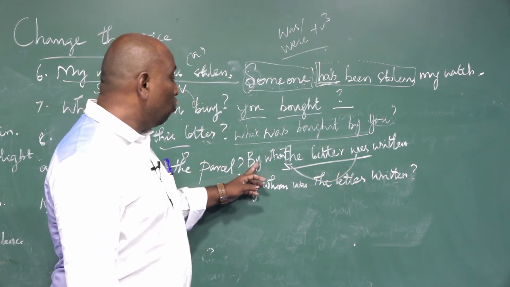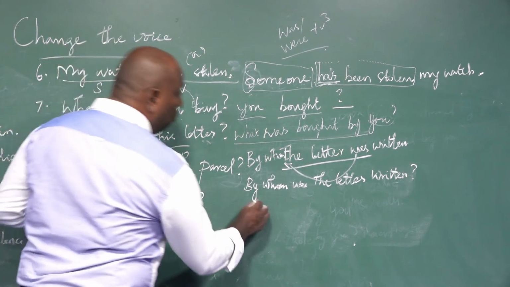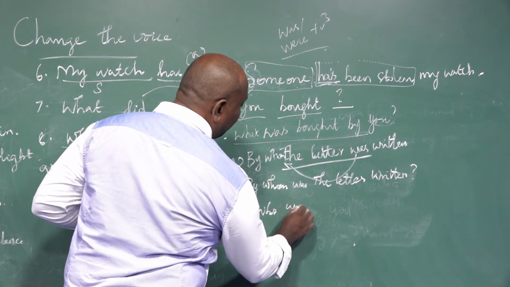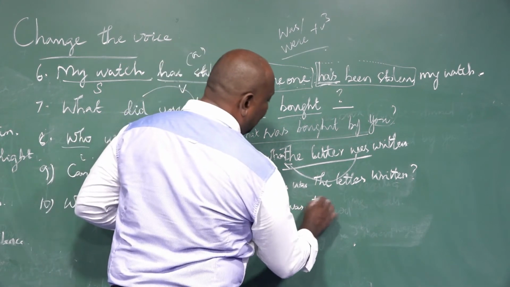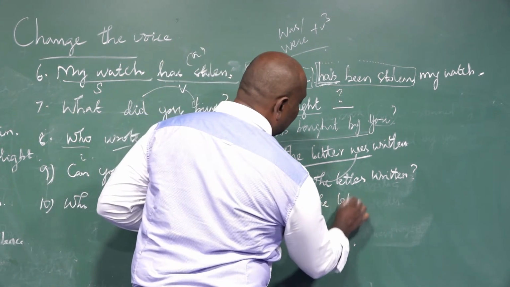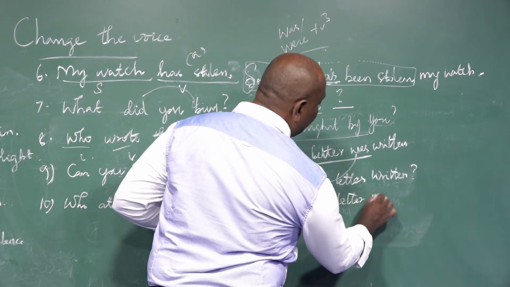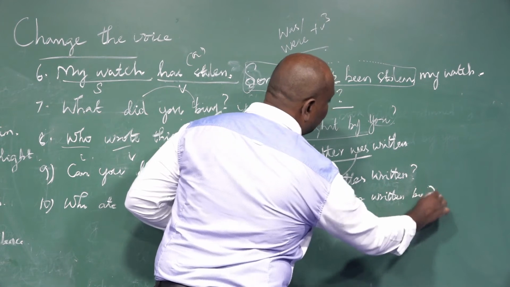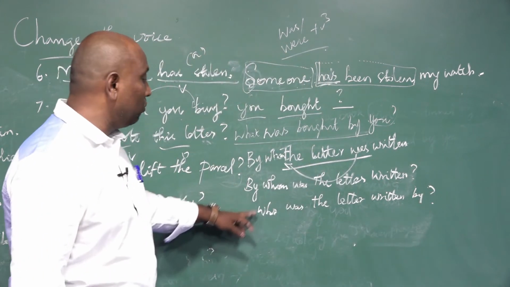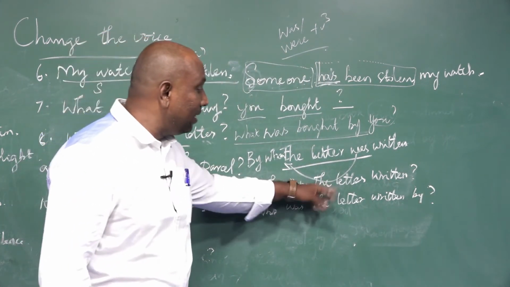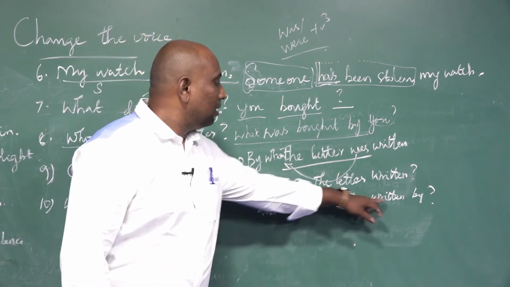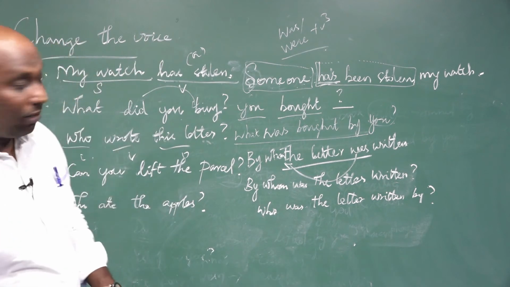Or else, if you are going with who: who was the letter written by. Two ways we can write it. We can write it in both ways. By whom was the letter written, or else, if you use who, who was the letter written by. So this is the way we can write it.